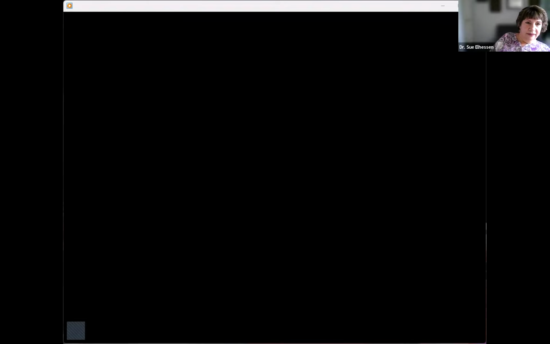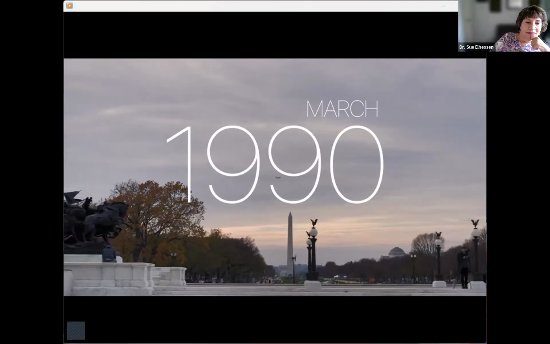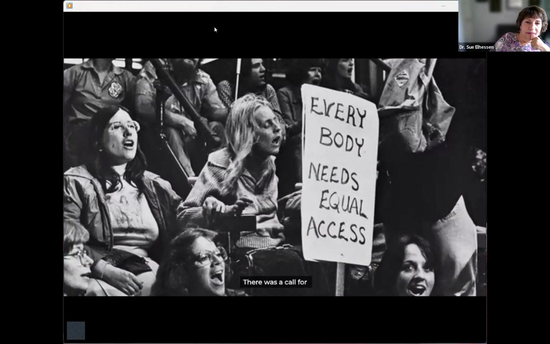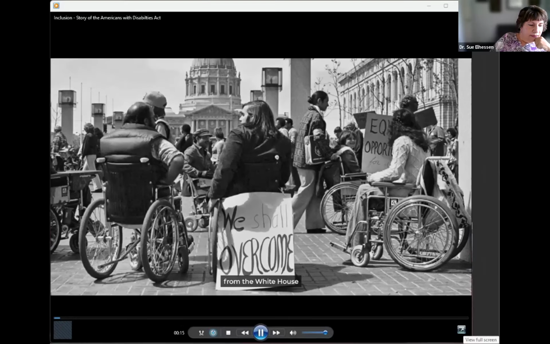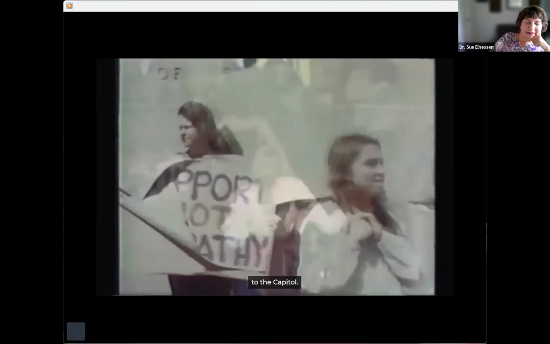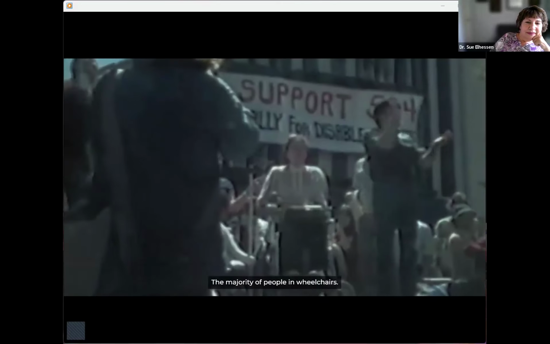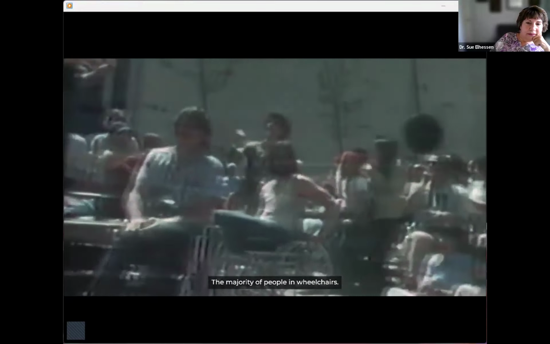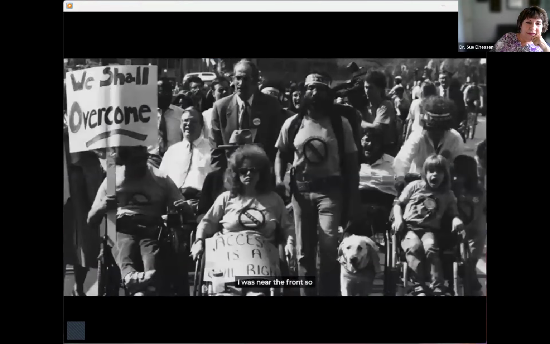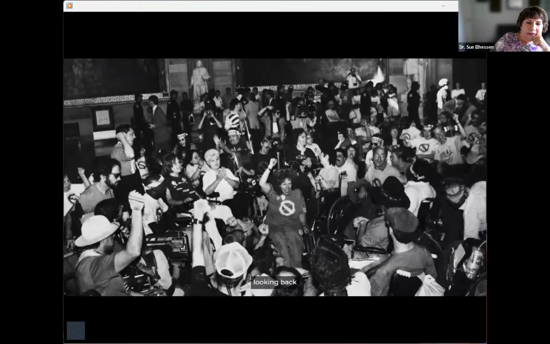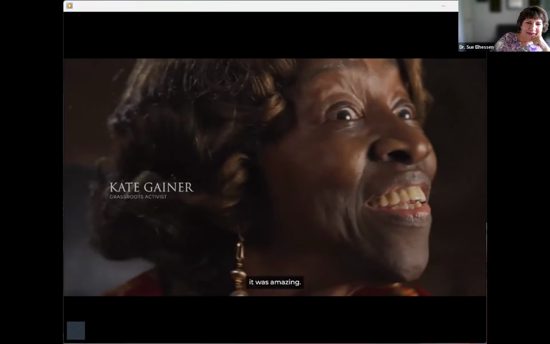Kate Gaynor, grassroots activist, speaks in voiceover. It was a day unlike any other day. March 1990. A black and white photograph shows a woman holding a sign that reads, "Everybody needs equal access." There was a call for a march from the White House to the Capitol. It was over 4,000 people, the majority of people in wheelchairs. And we were all the way down Pennsylvania Avenue. I was near the front, so looking back, it was amazing.